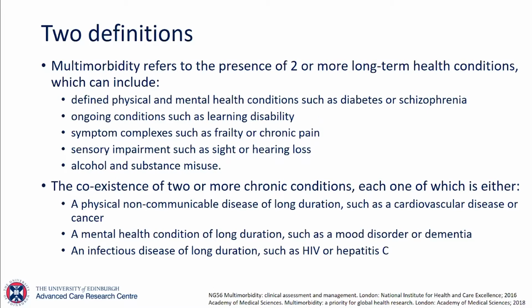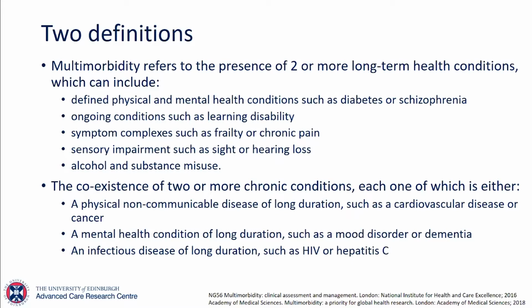They both say two or more. They both have a sense of time: long-term health conditions, chronic conditions. The NICE one covers more ground. It talks about frailty or chronic pain, and it talks about sensory impairment. Whereas the AMS one is rather more disease-focused, by implication at least.